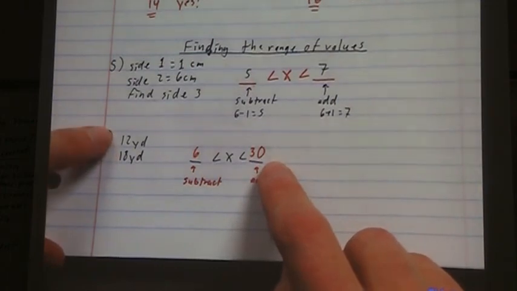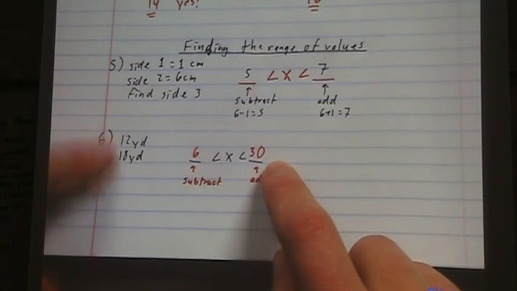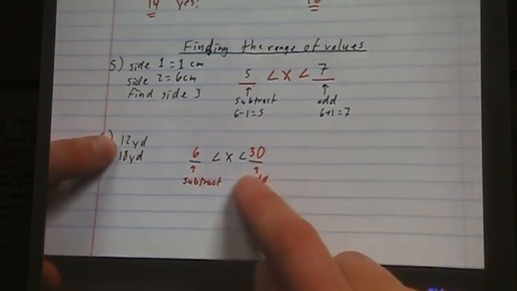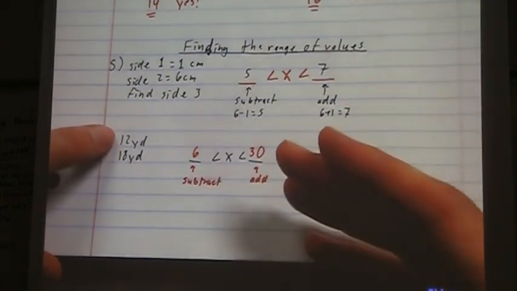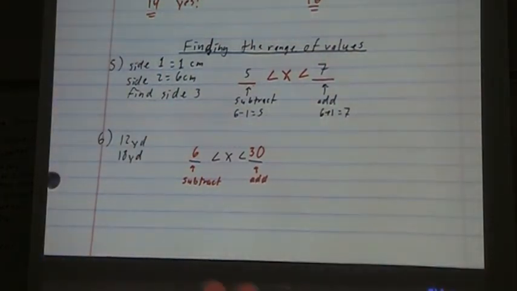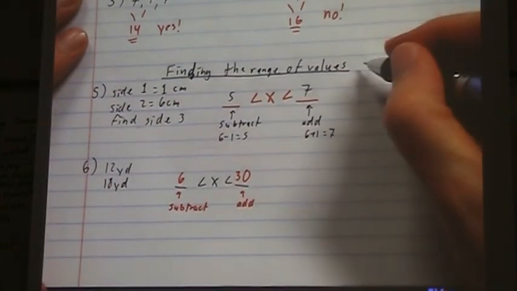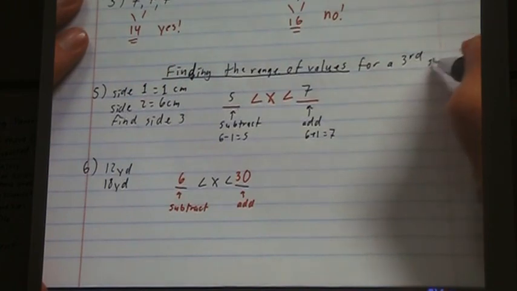If this was the hypotenuse, which would mean we add these two guys together to get 30, this number can be anything less than 30, like 29. Why is that? Because if this guy's 29, that's our biggest side, and 12 plus 18 is 30, so 29 would be less than 30. So anything between 6 and 30 would work to find the range of the values of a third side. And we're going to add that to the notes. Finding the range of the values for a third side.